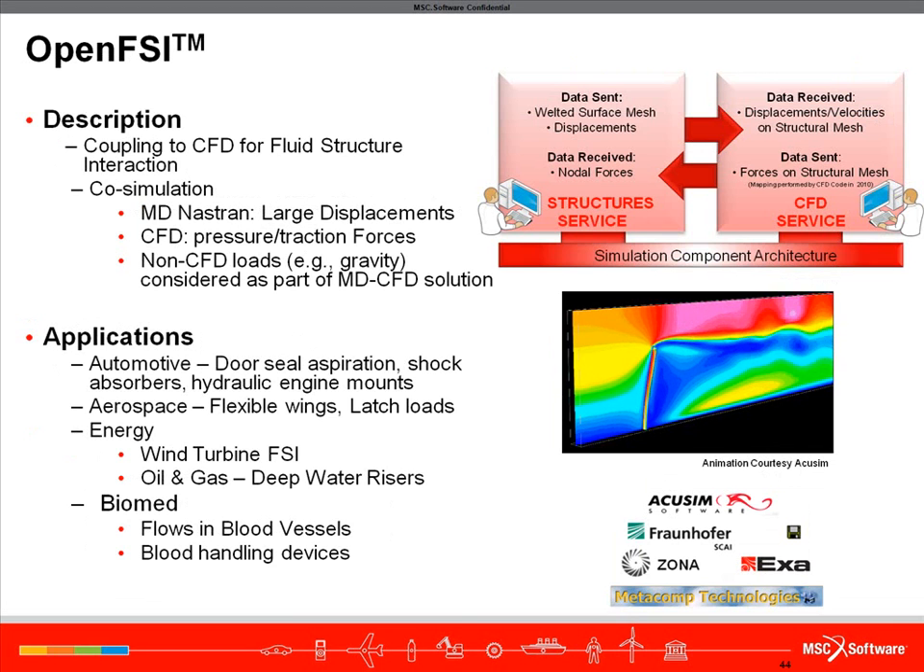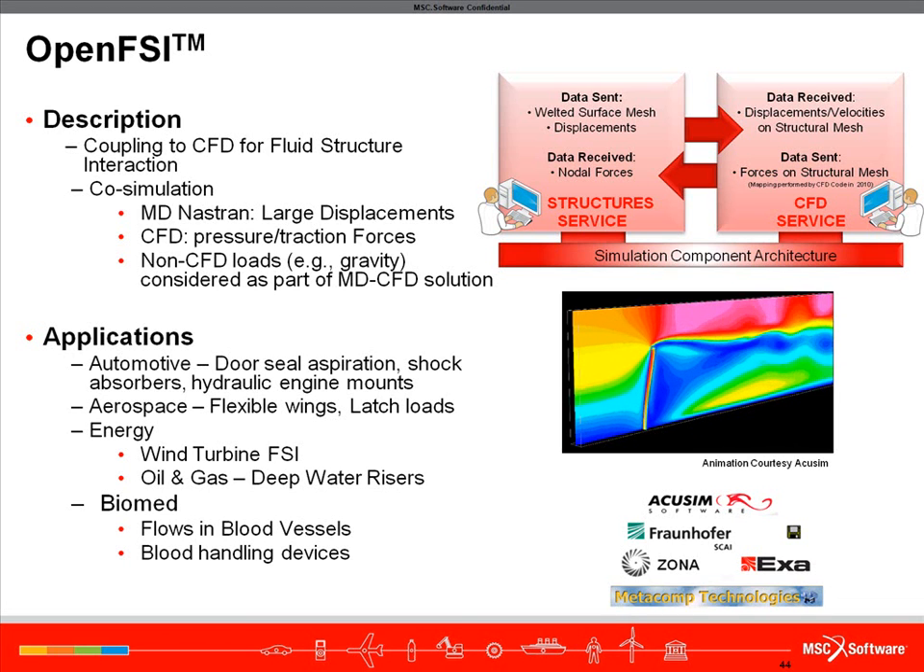OpenFSI is a new and exciting technology introduced in MD Nastran 2010. The OpenFSI architecture provides the capability to send data back and forth between the mechanical code, that is MD Nastran, and the CFD service. The CFD service could be a CFD code or an aeroelasticity code. A common OpenFSI application is where the fluid flow affects the structural response, and the structural response in turn affects the fluid flow. In such applications, the structural model must be coupled to a flow field solution in an external CFD code or user-defined application.